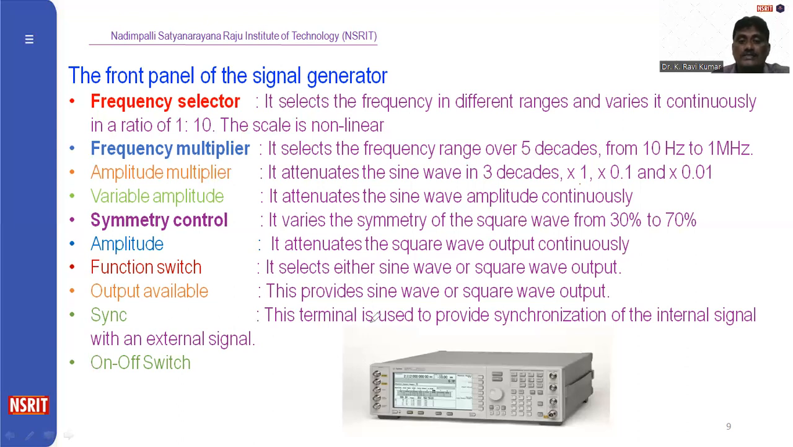Sync knob. This terminal is used to provide synchronization of the internal signal with an external signal, because sometimes an external oscillator output is also connected. Whenever we want to know the amplitude as well as the frequency of an unknown signal, it is connected as an external signal to the sync function. Right, the on-off switch is used to turn the power on and off.